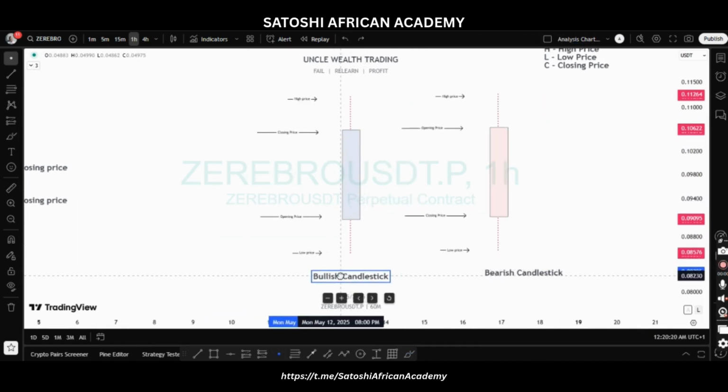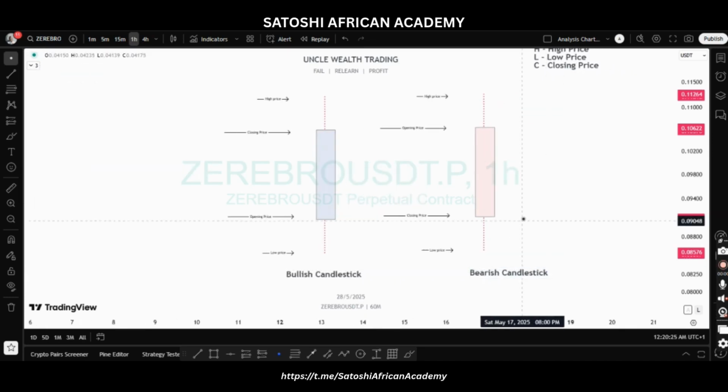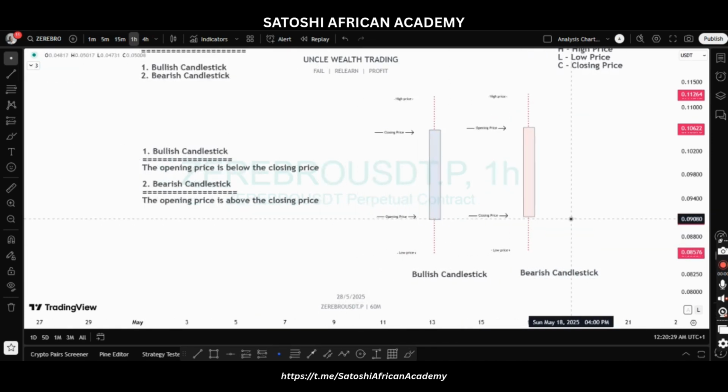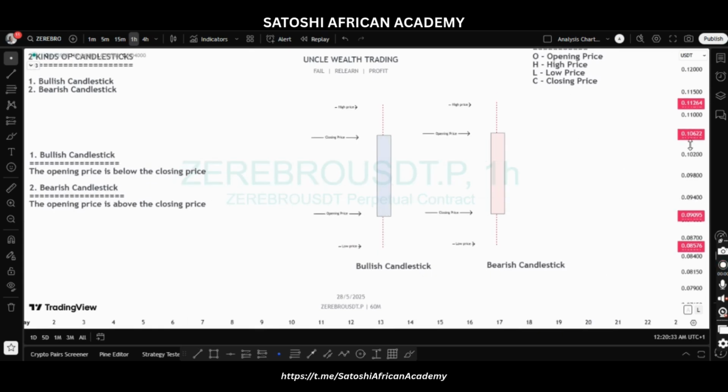But in crypto, you hear a lot of it. We say the market is bullish, the market is bearish. So what that simply means is that multiple candles have come to form a direction where the trade is heading.